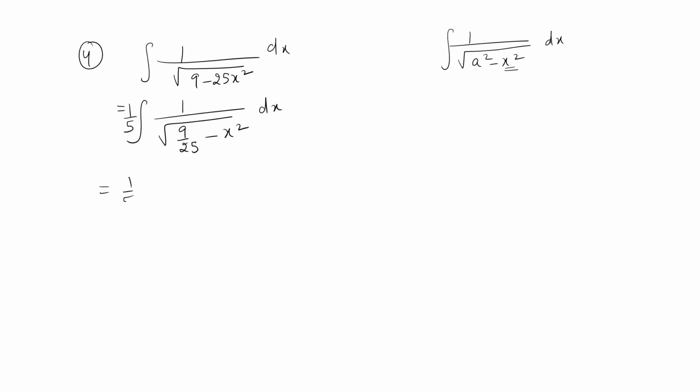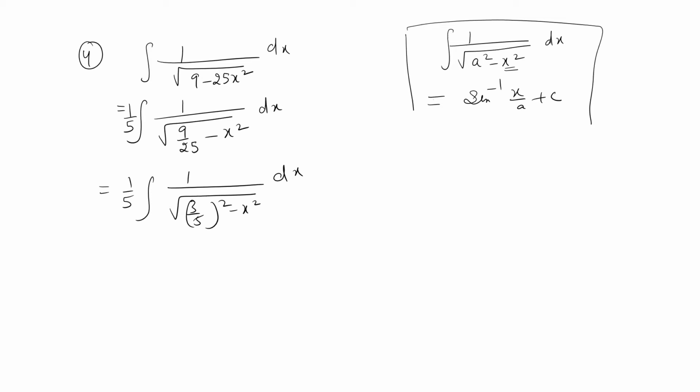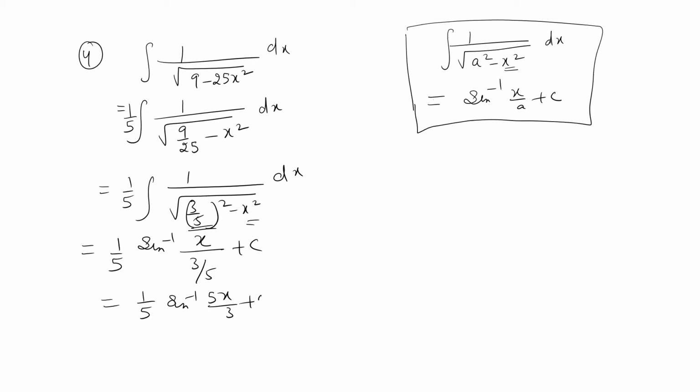So this will be 1 upon 5, and it will become 1 upon 3 by 5 whole square minus x square. Now in questions like this, you should be a bit careful. Here the formula is 1 upon under root a square minus x square, which will be sine inverse x upon a plus c. So it is mandatory to practice the formula again and again. So it becomes 1 upon 5 sine inverse x upon a plus c. This is a and this is x. So this becomes 1 upon 5 sine inverse 5x upon 3 plus c.